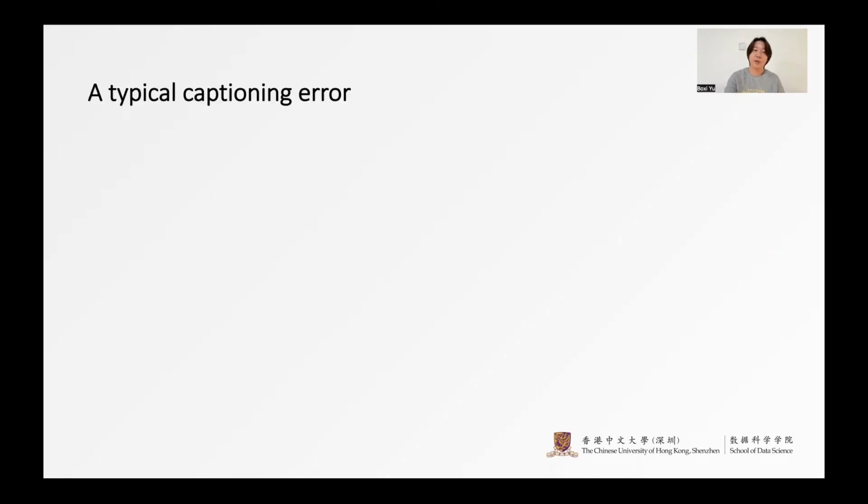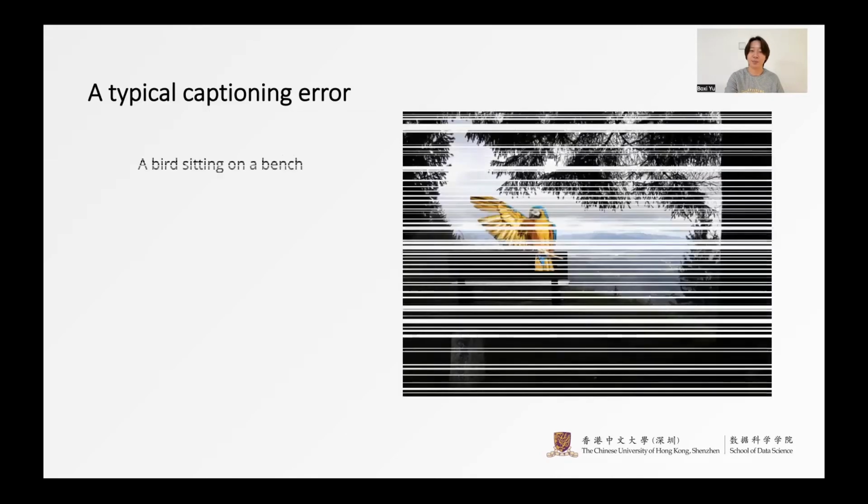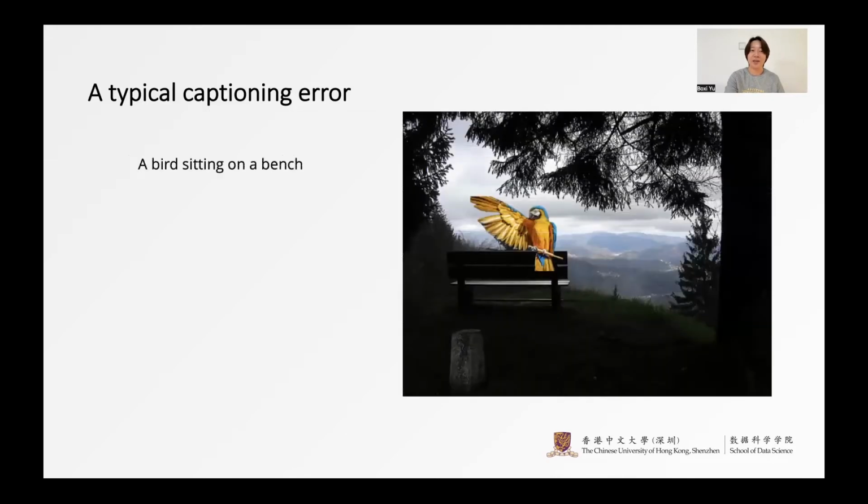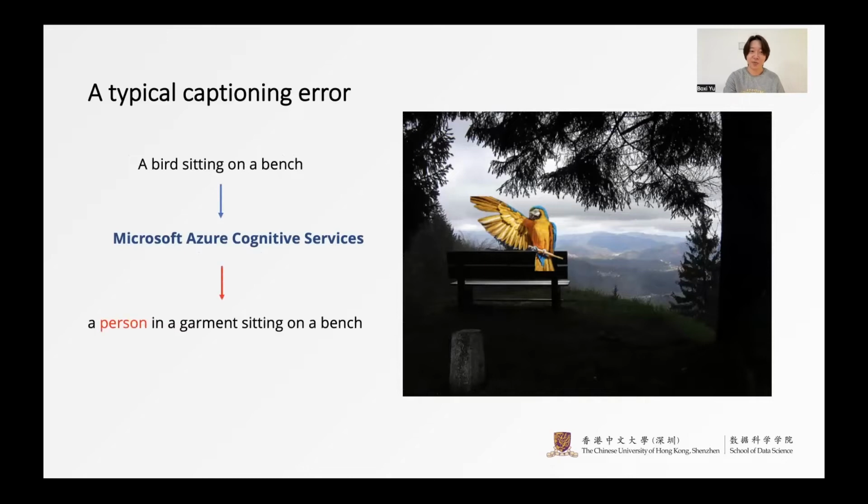I will first give you a typical caption error to know about the IC errors. For example, there is a bird sitting on a bench. However, when we use the Microsoft Azure Cognitive Services, we get a caption that a person in a garment sitting on a bench. It is hilarious that the bird is captioned as a person in a garment.